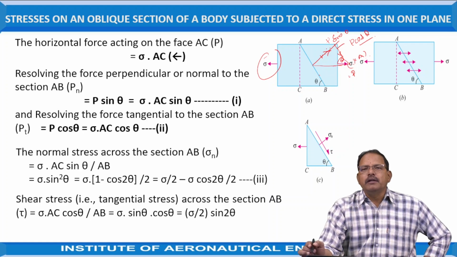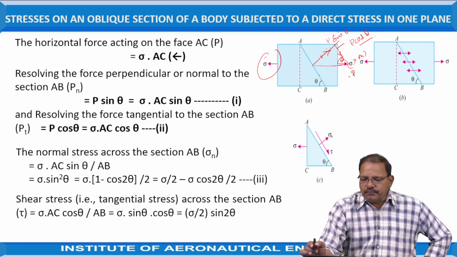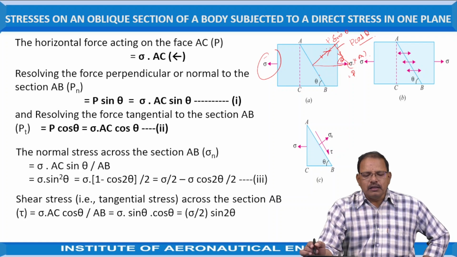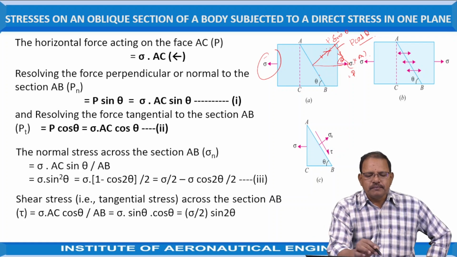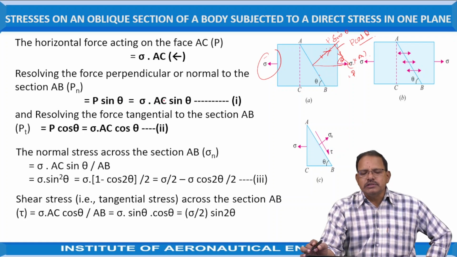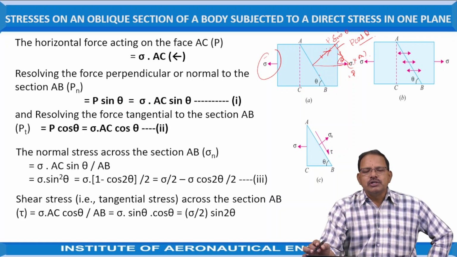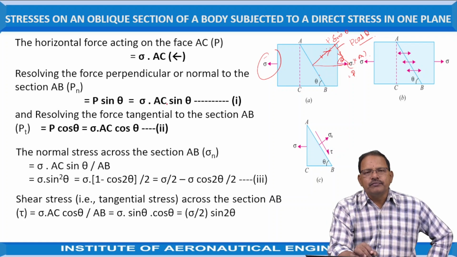One is along the plane AB and one is perpendicular to AB. So the normal force, or perpendicular force, to the section AB is given by P sin theta. But P is the force, which is the product of stress and area. It is equal to sigma into AC into sin theta.